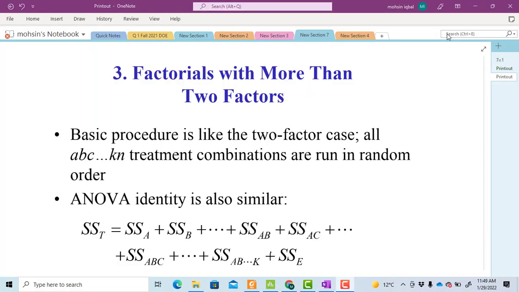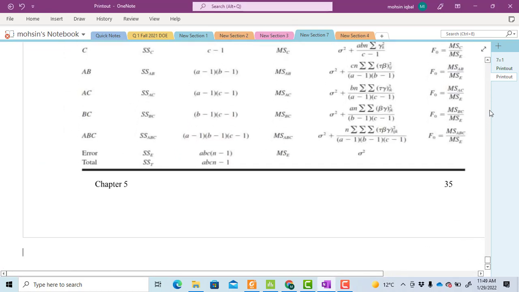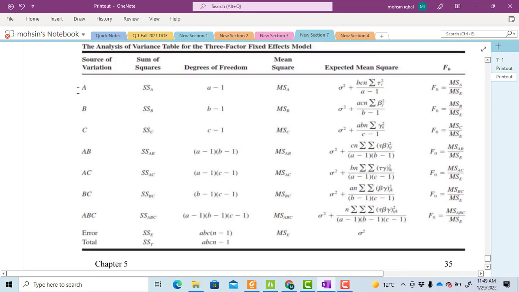In the last two slides of this lecture: if we have more than two factors, the sum of square of total will be equal to sum of square of A, sum of square of B, sum of square of C, plus sum of square of AB, sum of square of AC, plus sum of square of BC, then sum of square of ABC. So it goes on like this if we have more factors. And on the last slide, the table for three factors will have main effects for factor A, B, C, then AB, AC, BC, and ABC. So that was all about this chapter.